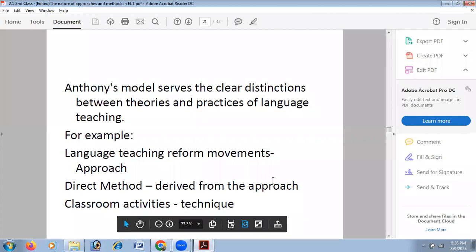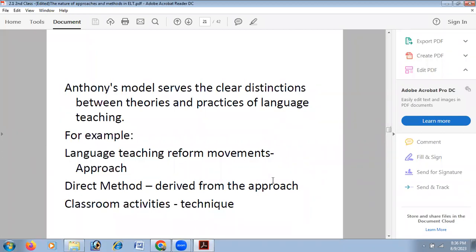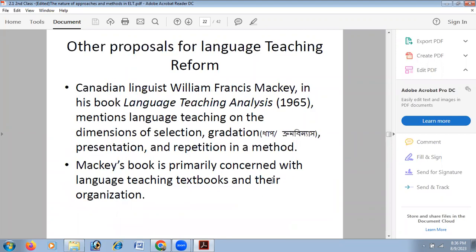Okay, so the difference is subtle, but you can understand generally that approach is the theory, method is the way to apply the theory, and classroom activities are the techniques. That is the relation between approach, methods, and techniques.